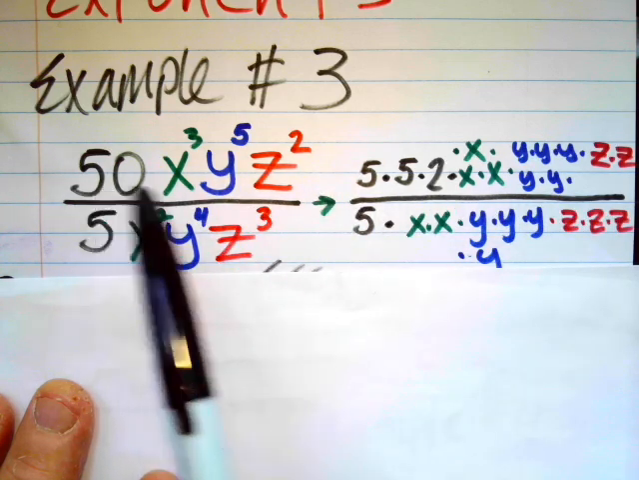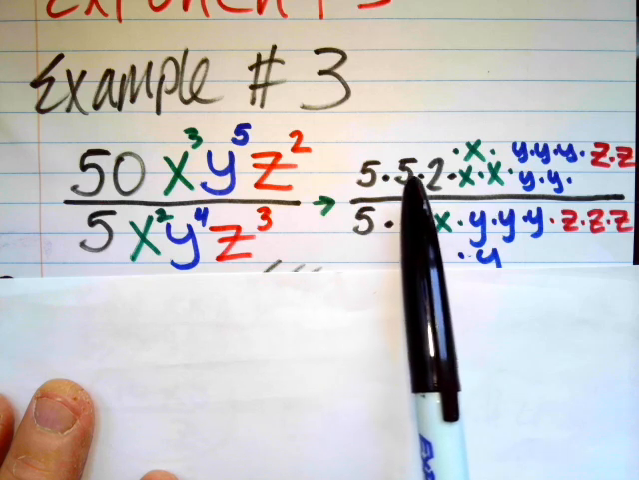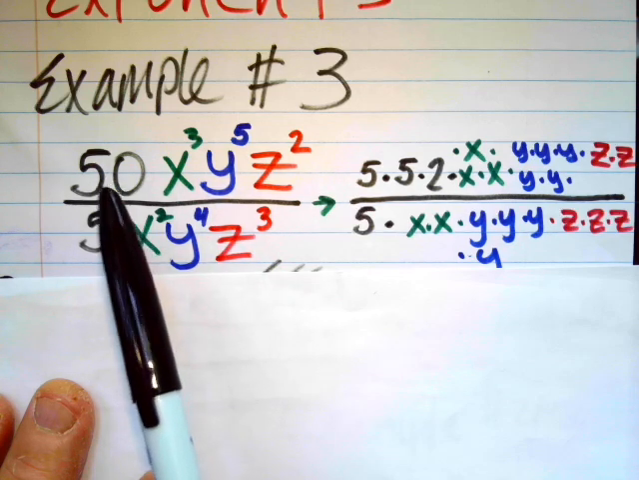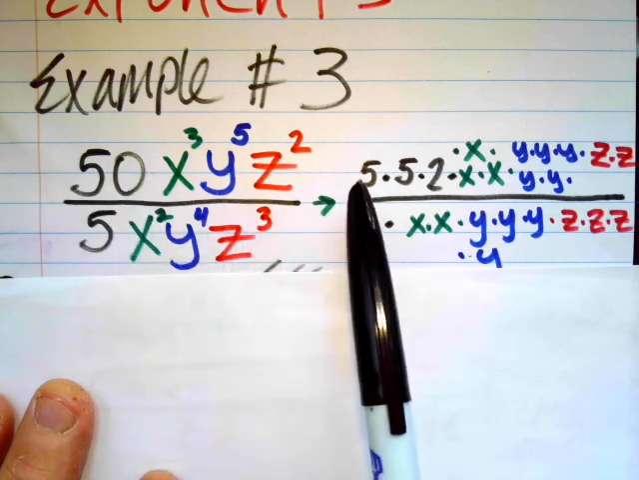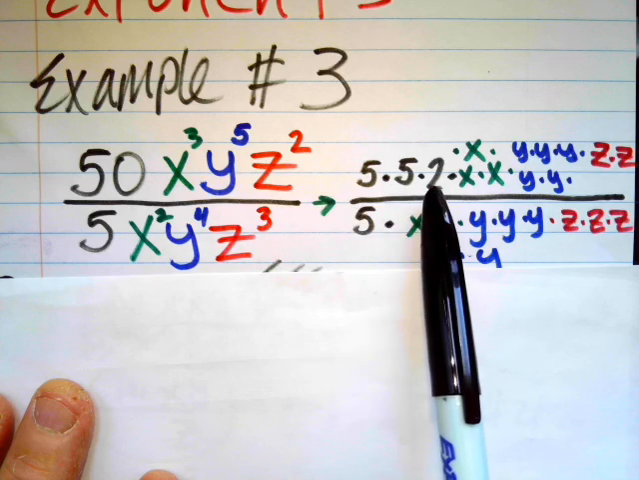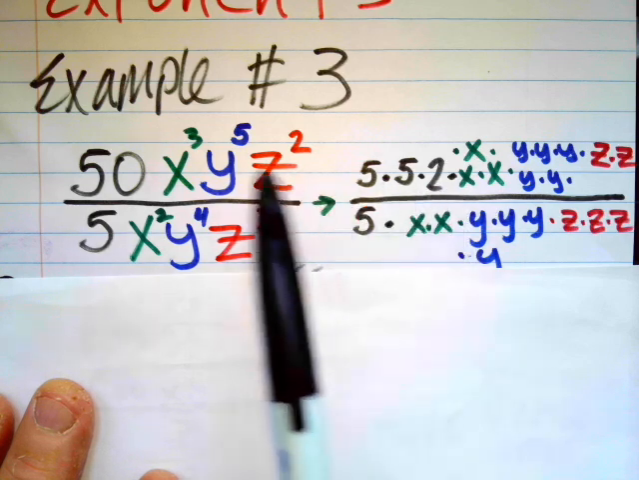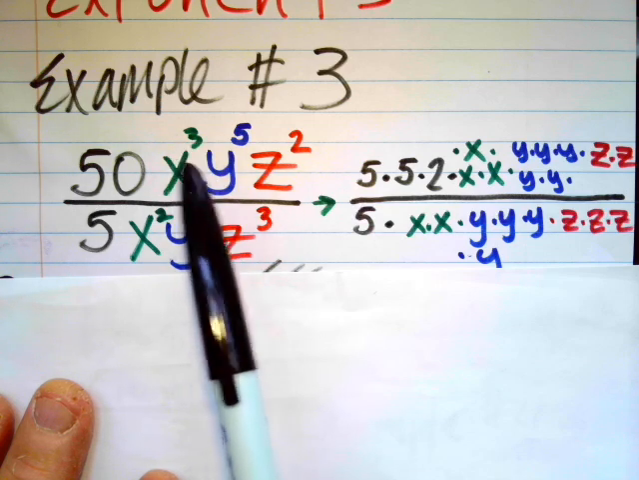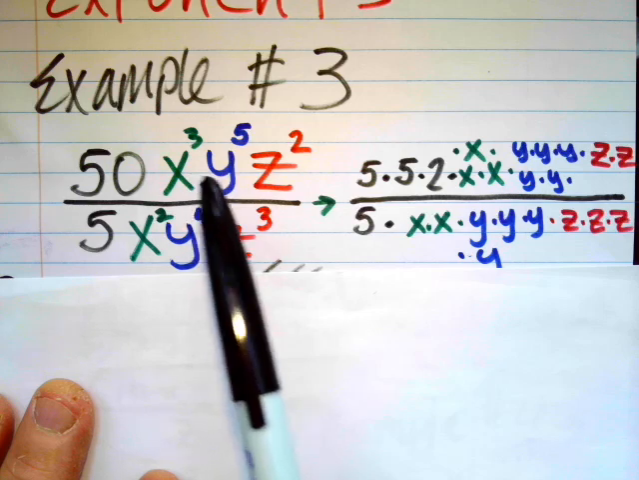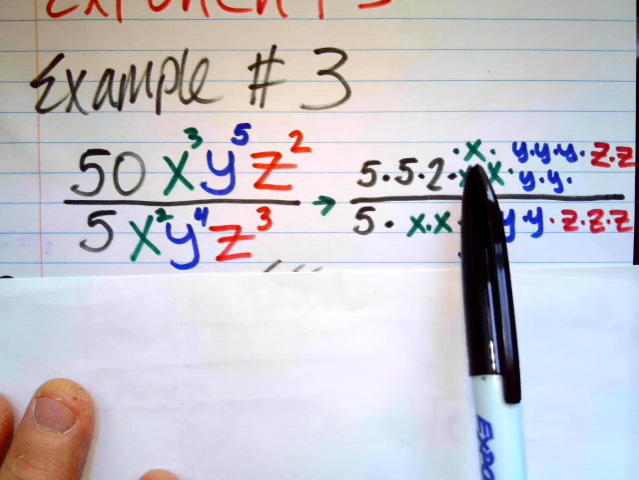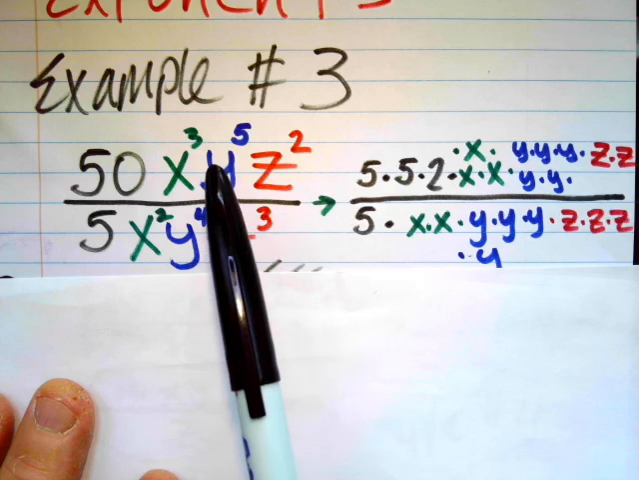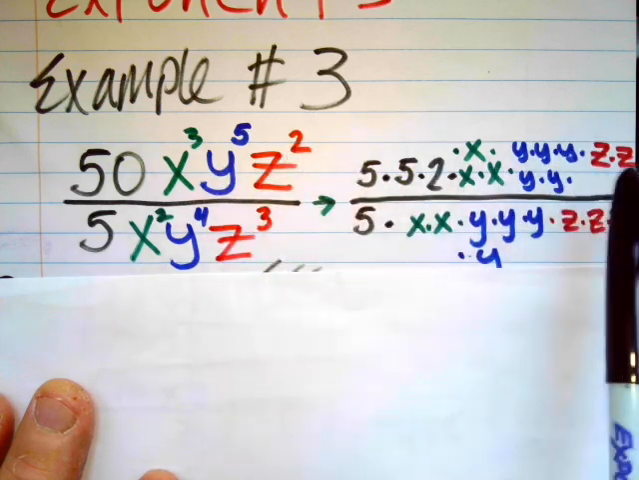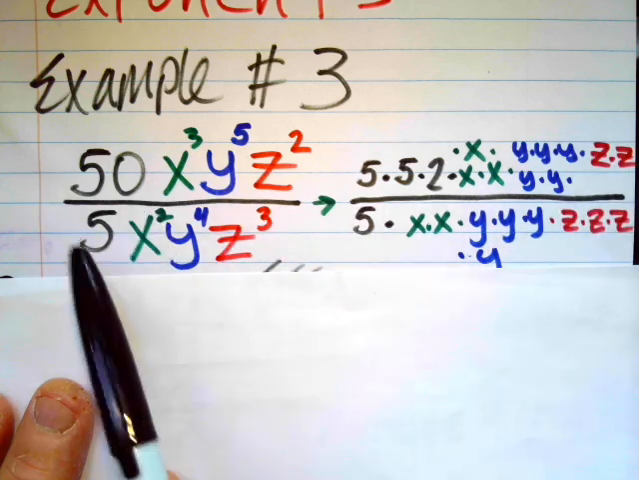I mean 50 is 5 times 5 times 2. These are the simplest terms that will give me the product of 50. 5 times 5 is 25, times 2 is 50, times x times x times x gives me x cubed. Remember, we add the exponents when we multiply, so we can break it down to x times x times x, times y 5 times, z 2 times. I'm going to come down here to the denominator.